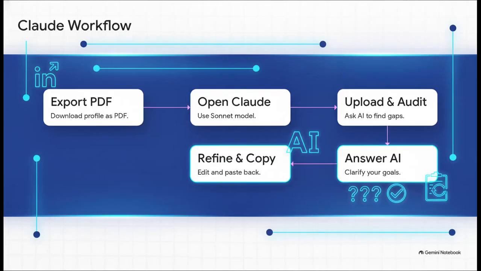So here is the exact 5-step friction removal workflow. Step 1, you export a clean snapshot of your profile to a PDF right from LinkedIn on your desktop. Then head over to Claude.ai, select the Sonnet model, and turn on extended thinking to tap into its highest reasoning capability. You upload that PDF and explicitly ask the AI to audit the gaps and ask you clarifying questions first.